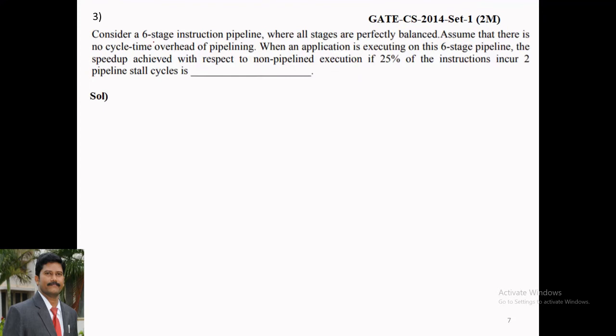Now let us see the third question. This question was asked in GATE 2014 for 2 marks. A 6 stage instruction pipeline is given where all stages are perfectly balanced. Assume that there is no cycle time overhead of pipelining. When an application is executing on this 6 stage pipeline, the speed up achieved with respect to non-pipeline execution, if 25% of the instructions incur 2 pipeline stall cycles, is?